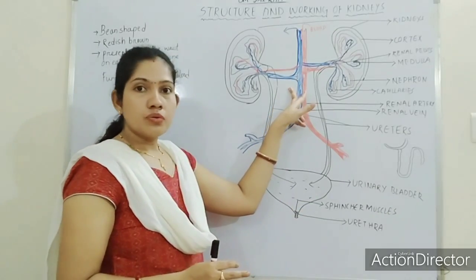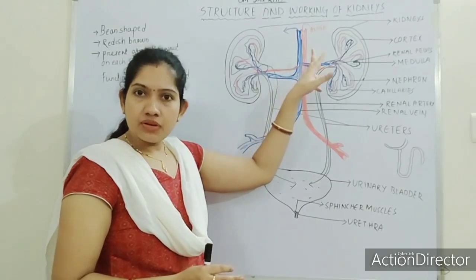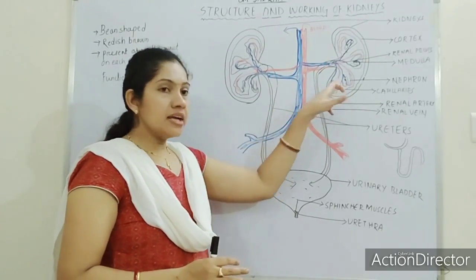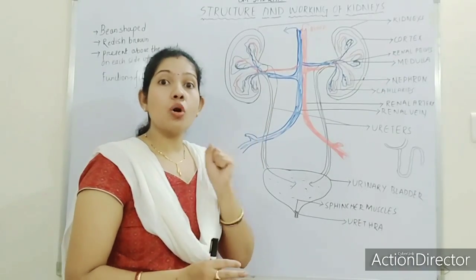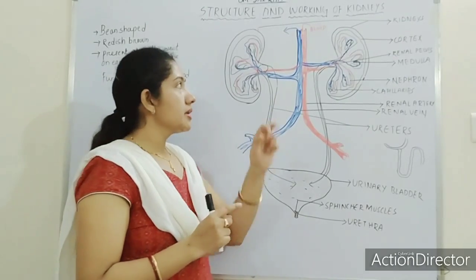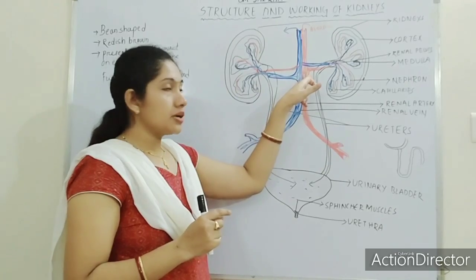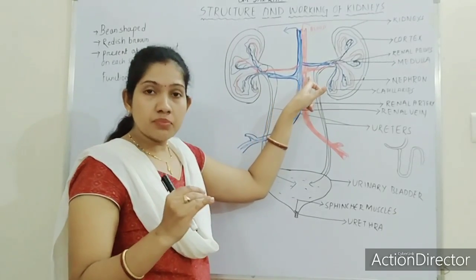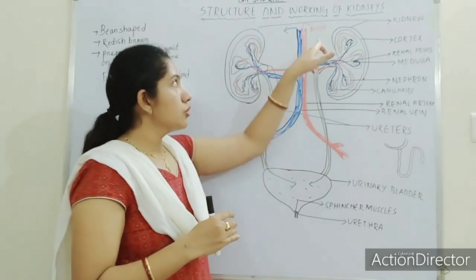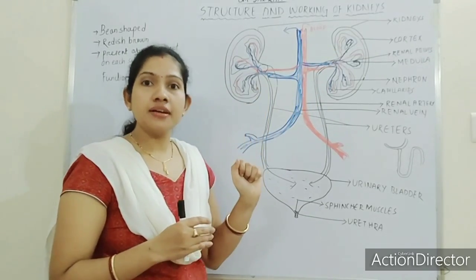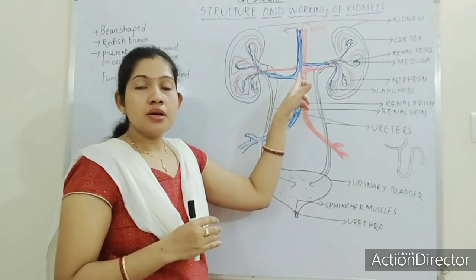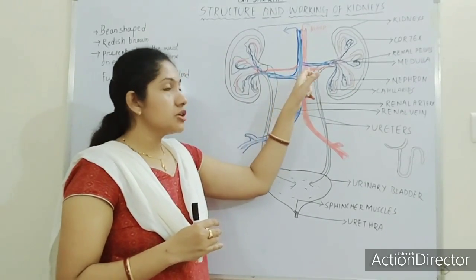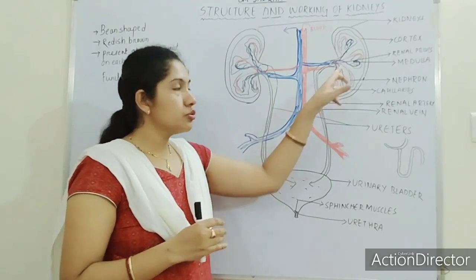There are two vessels, artery and vein, which are supplied to both sides of the kidneys. Inside the medulla, there are small filtering units called nephrons, which will filter the blood, and the blood which needs to be filtered will be carried by the renal artery. The renal artery will carry the blood to be filtered and it will pass on to the medulla. Now it will supply that blood to the nephron.